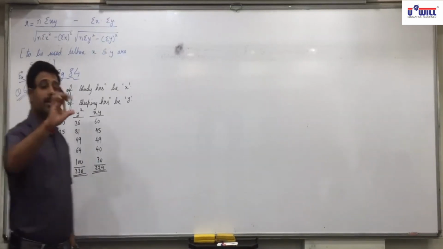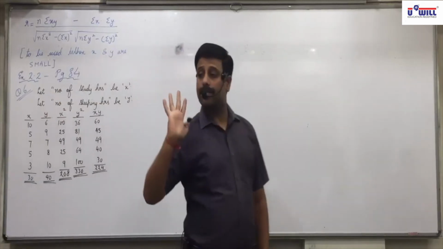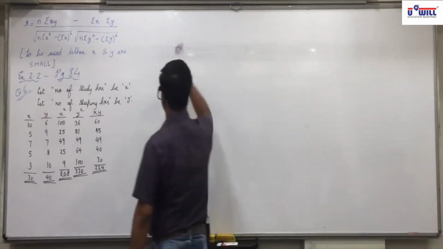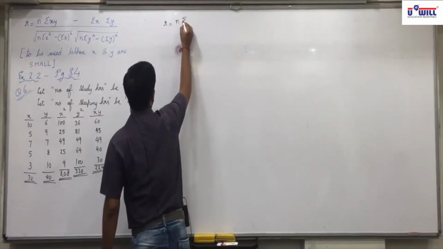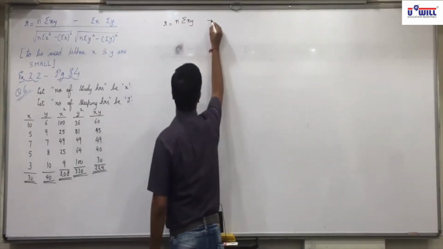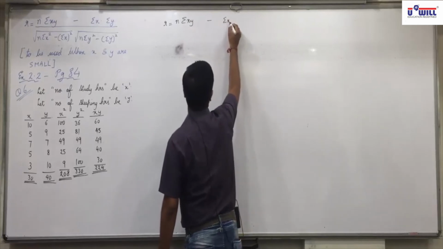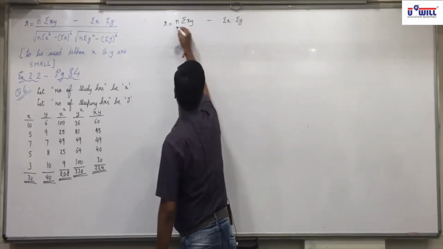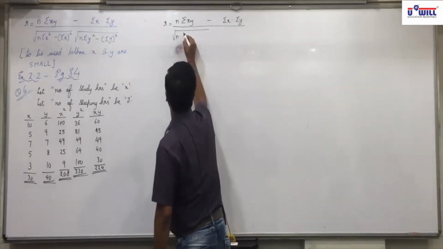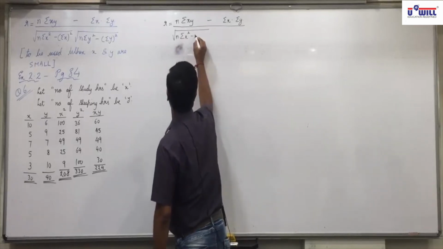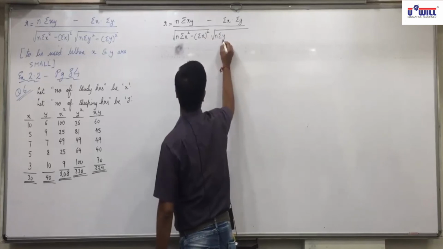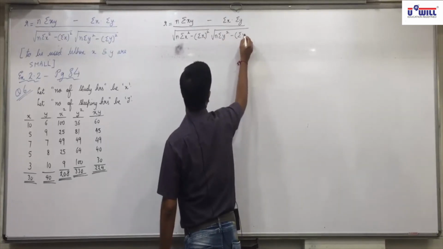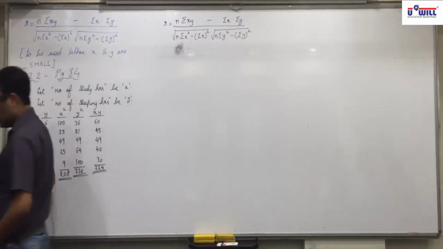So everyone is clear with the workings to be done throughout the chapter. We require 3 workings: squares and xy. Okay, now write down this formula. We have to apply the formula and put the figures in that. R equals n sigma xy minus sigma x into sigma y upon square root of n sigma x square minus sigma x whole square into square root of n sigma y square minus sigma y whole square.